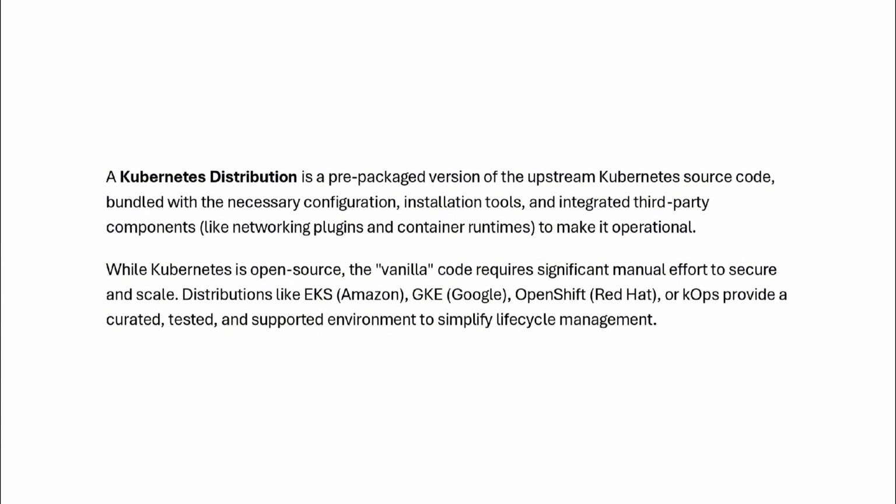So a Kubernetes distribution simply is a prepackaged version of the upstream Kubernetes source code, which means Kubernetes in itself is an open source platform. So distributors or cloud providers, that is Amazon, Google, or Red Hat, have used that open source Kubernetes and added a few features here and there and created their own version of Kubernetes, that is EKS for Amazon, GKE for Google, and OpenShift for Red Hat, etc. Though the core components of Kubernetes are present, they have added a few plugins, CLI tools, etc.